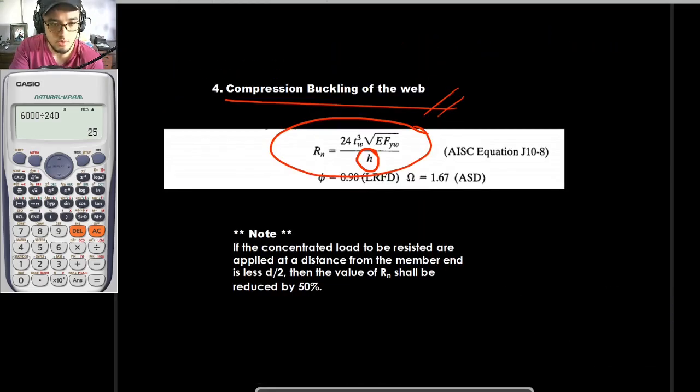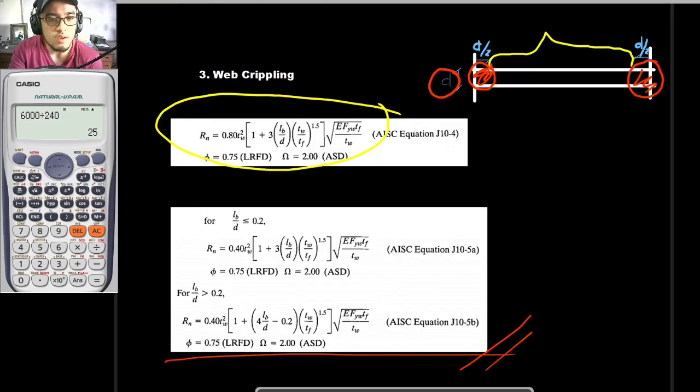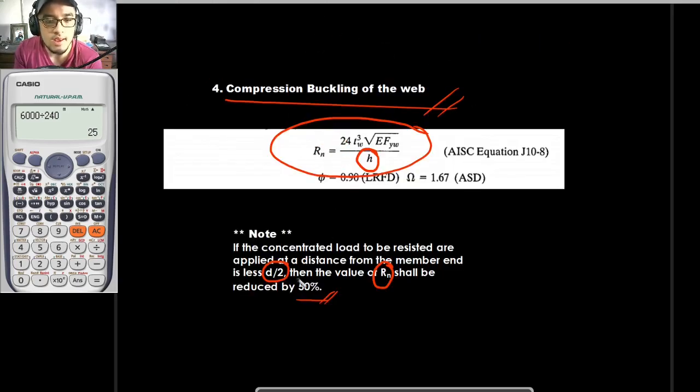Okay, so meron pa ba akong kailangang sabihin? So, ito, may note siya dito that if the concentrated load to be resisted are applied at a distance from the member end is less than D over 2, then the value of your Rn shall be reduced by 50%. So, meaning, if your load is once again in this region right here, kapag malapit siya sa inyong supports or sa inyong edges, by D over 2. So, once again, kung nandito siya sa area na to, kung ano man yung masolve mong Rn is marereduce mo by 50%. So, self-explanatory. Ayan lang yan.